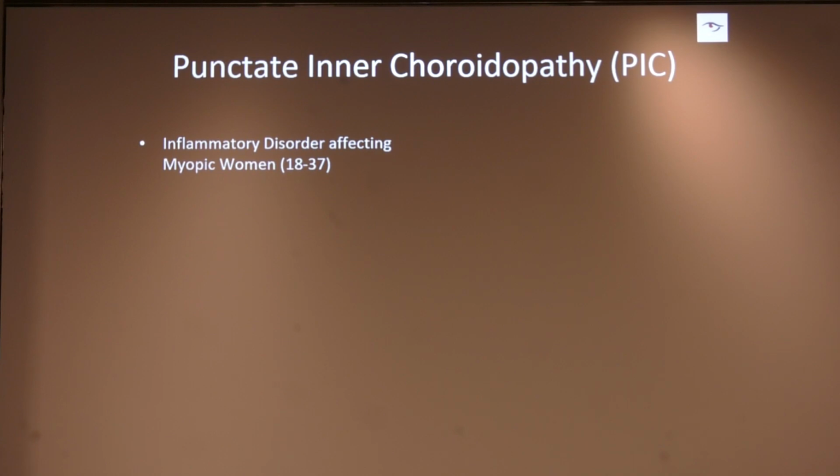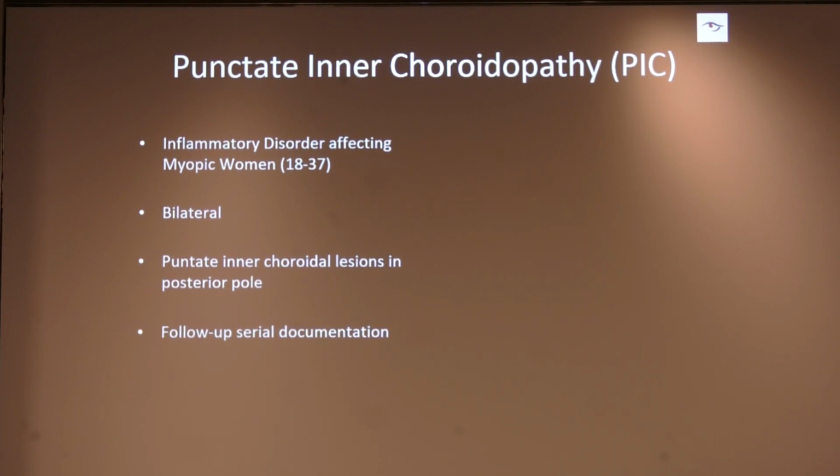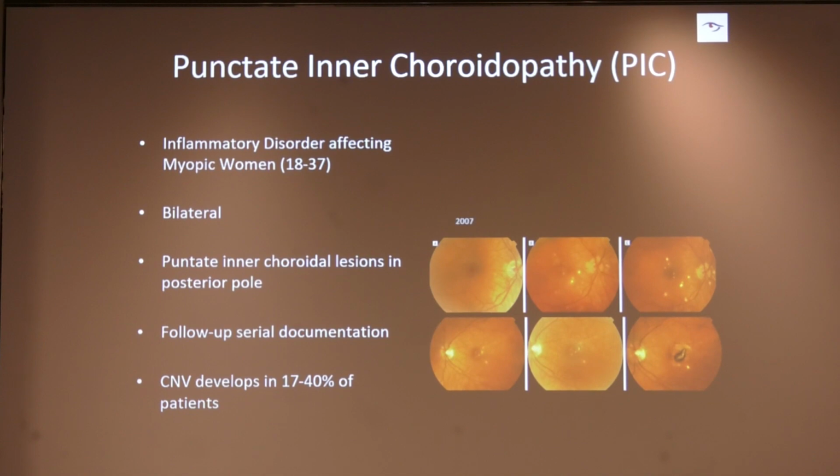I wanted to only highlight the punctate inner choroidopathy, which is an inflammatory disorder, and this is bilateral. There are punctate choroidal lesions in the posterior pole area. You can only realize this when you have a good serial follow-up. Once you document these cases, you can find that 17 to 40% of the cases develop CNVs over time. This was one of my patients who was followed up for almost 5 years, and we could see the CNV getting on at the end of it.